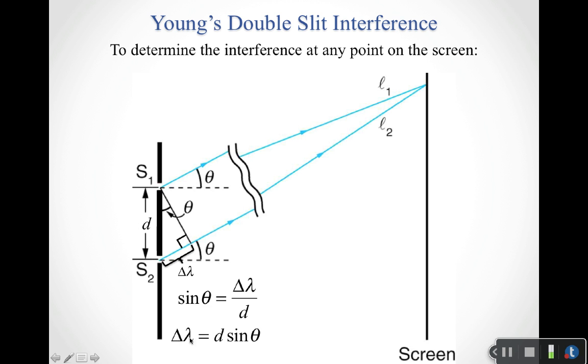I can solve this and say, well, what this tells me then is that the path difference has got to be equal to d sine theta. So for whatever point P you're talking about, the path difference, what's going on at that point, has got to be equal to d sine theta.